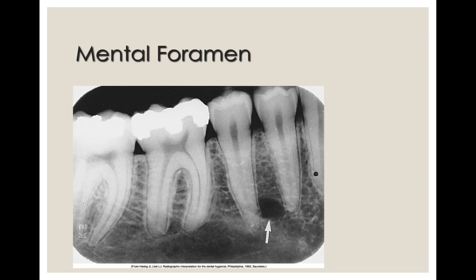Next is a very important one. So next is our mental foramen. This one is important because, as you can see, it is a small ovoid or round radiolucent area located at the apical region of a mandibular premolar. We know that when we see radiolucencies around the apex of a tooth, normally we would consider this might be pathosis. But you also have to consider when you're in the region of the mandibular premolars that it could just be the mental foramen. This is incredibly important to know.